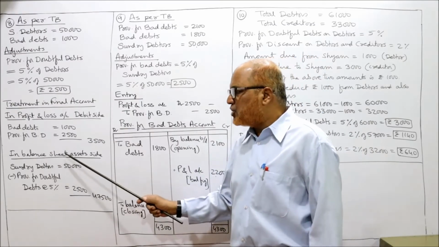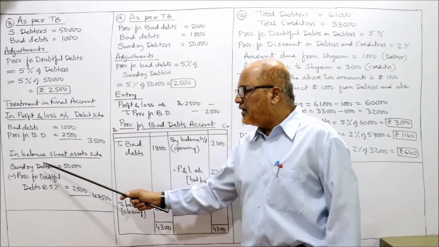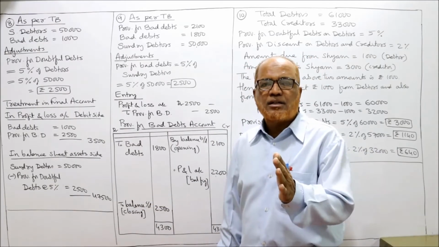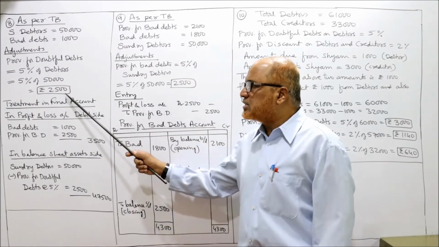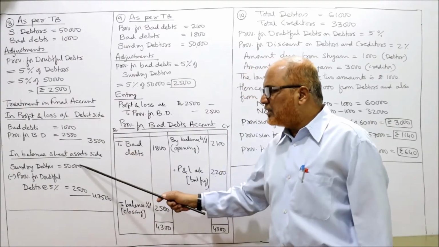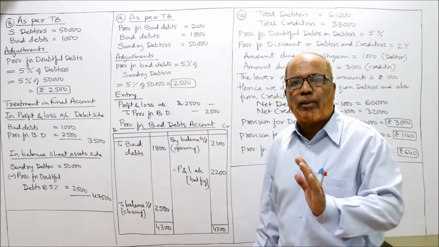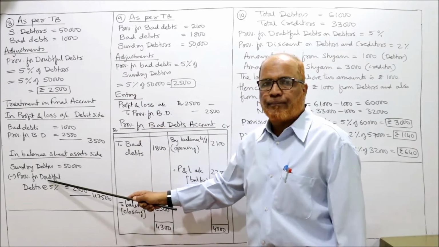Second treatment, in the balance sheet asset side. In the balance sheet asset side, sundry debtors are 50,000. From this, we subtract the provision for doubtful debts, which is 2,500. The 50,000 minus 2,500, 47,500 will be shown in the outer column in the balance sheet. Remember, this 1,000 will not be deducted here.